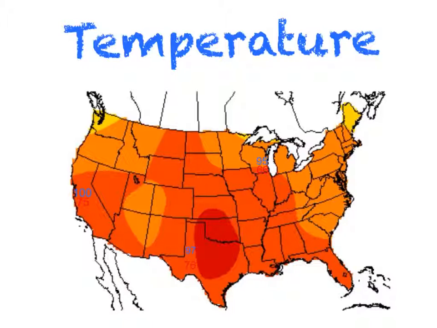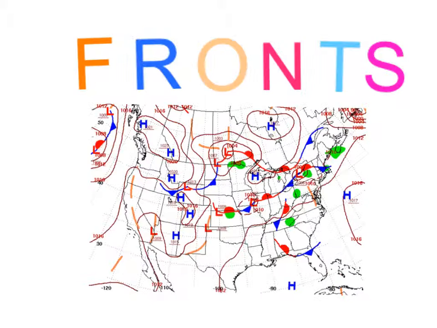The temperature in northwestern Texas is 97 for the high and 76 for the low. In southeastern Wisconsin, it is 95 for the high and 66 for the low. In central California, it is 100 for the high and 75 for the low. Those are some temperatures for August 31st, 2013.